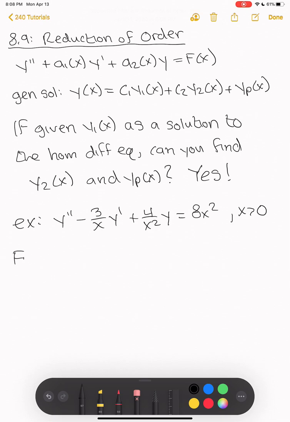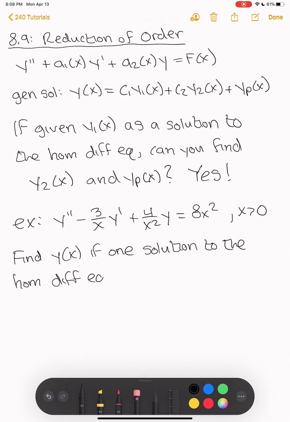So it'll read something like, find the general solution if one solution to the homogeneous differential equation is, and then they give you a function. In our case, it's going to be x squared.